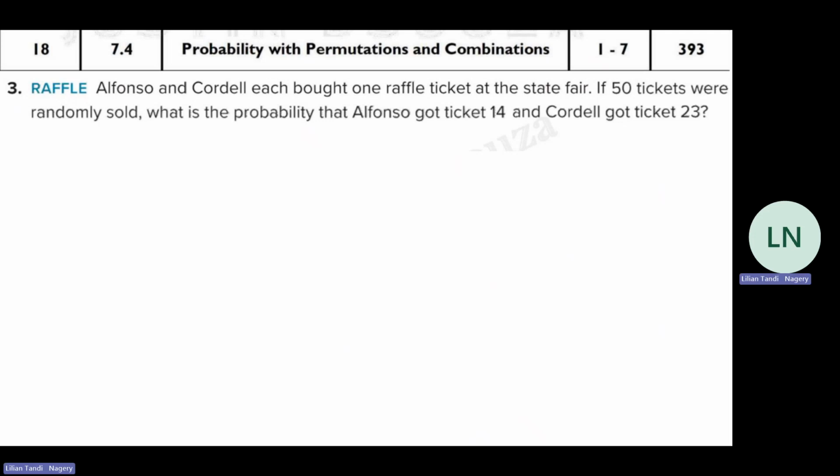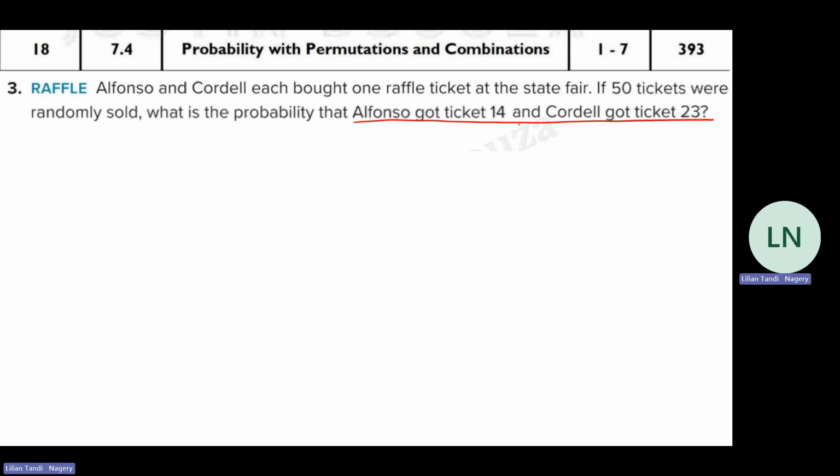Alfonso and Cordell each bought 1 raffle ticket at the state fair. If 50 tickets were randomly sold, what is the probability that Alfonso got ticket 14 and Cordell got ticket 23? So here there is an order, so I know I'm going to do permutation.